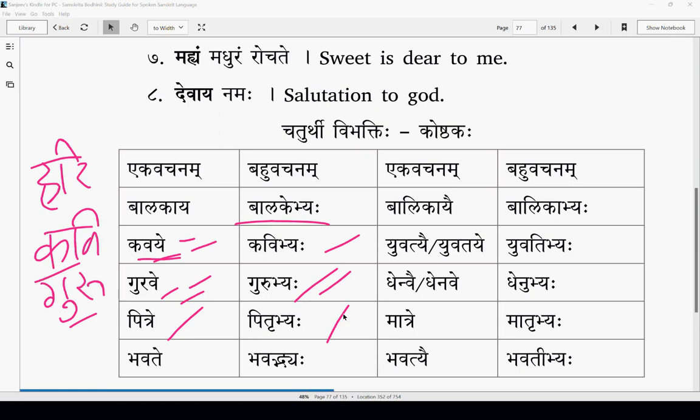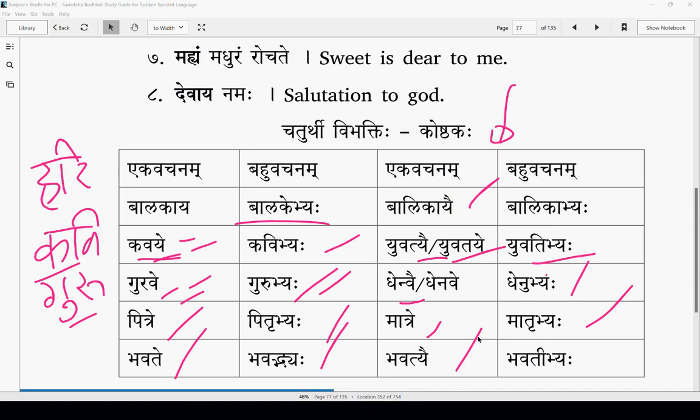Then Bhavan shabda. We know that Bhavan means you. In ekavachanam it is Bhavate. Bhavate namaha, Bhavadbhyaha namaha. Then on the strilinga side we have these examples: Balika, Balikayai, Uma, Umayai, Ramayai, etc. Then Yuvati, Yuvatyai or Yuvataye. Both forms are valid. Bahuvachanam Yuvatibhyaha.